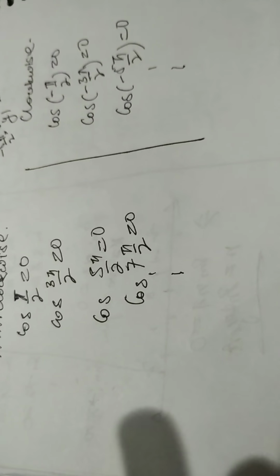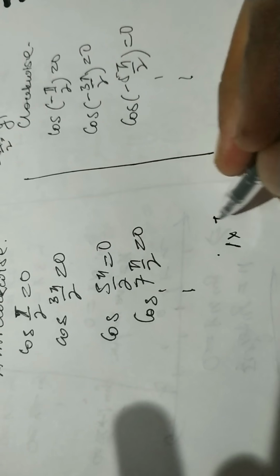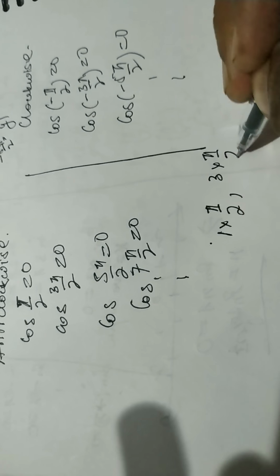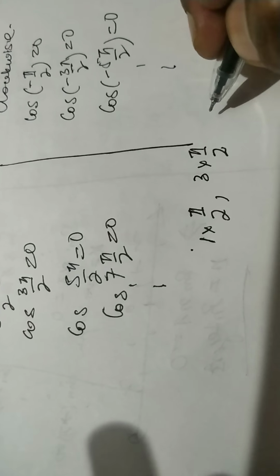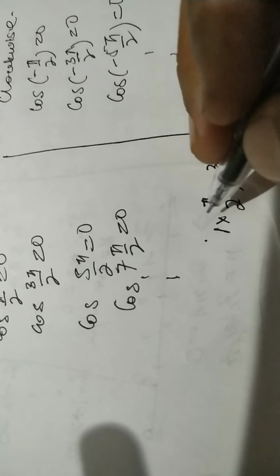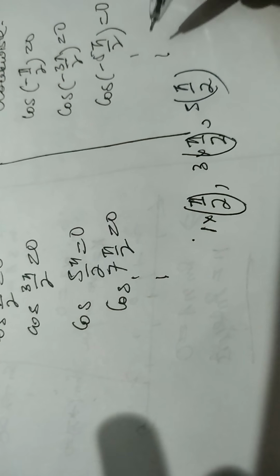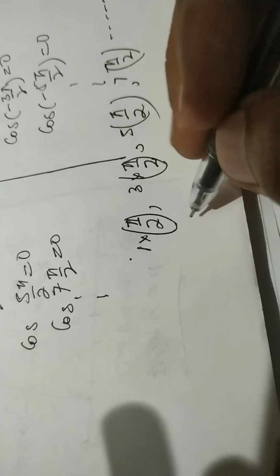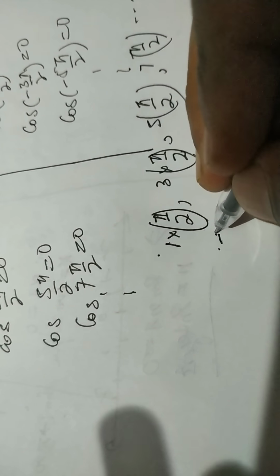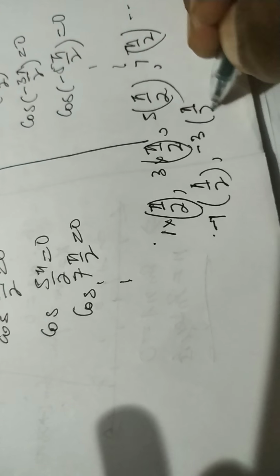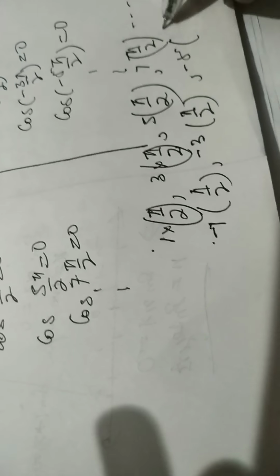Now where is cos 0? We are talking only about the angles. Cos is 0 at 1 into π/2, second at 3 into π/2, and 5 into π/2. Taking π/2 as common, 7π/2 is also 0, and so on. And for negatives, -1 into π/2 is 0, -3 into π/2 is 0, and -5 into π/2 is 0.